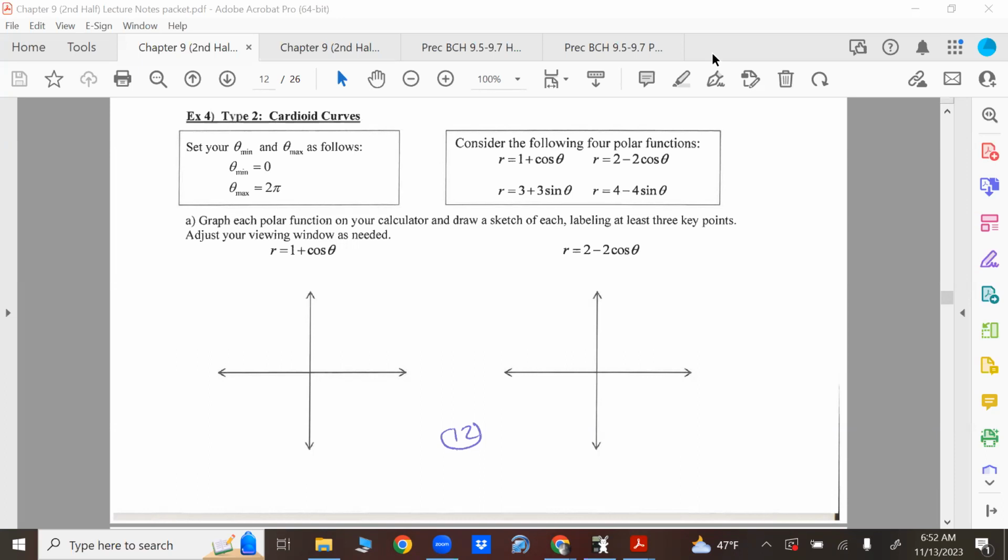What we're going to do when we go about these graphs is set our lowest theta to 0 and our highest theta to 2 pi. You'll want to do that in the TI-84 calculator. Of course, if we punch it into Desmos, it's real easy, it just does it for you.